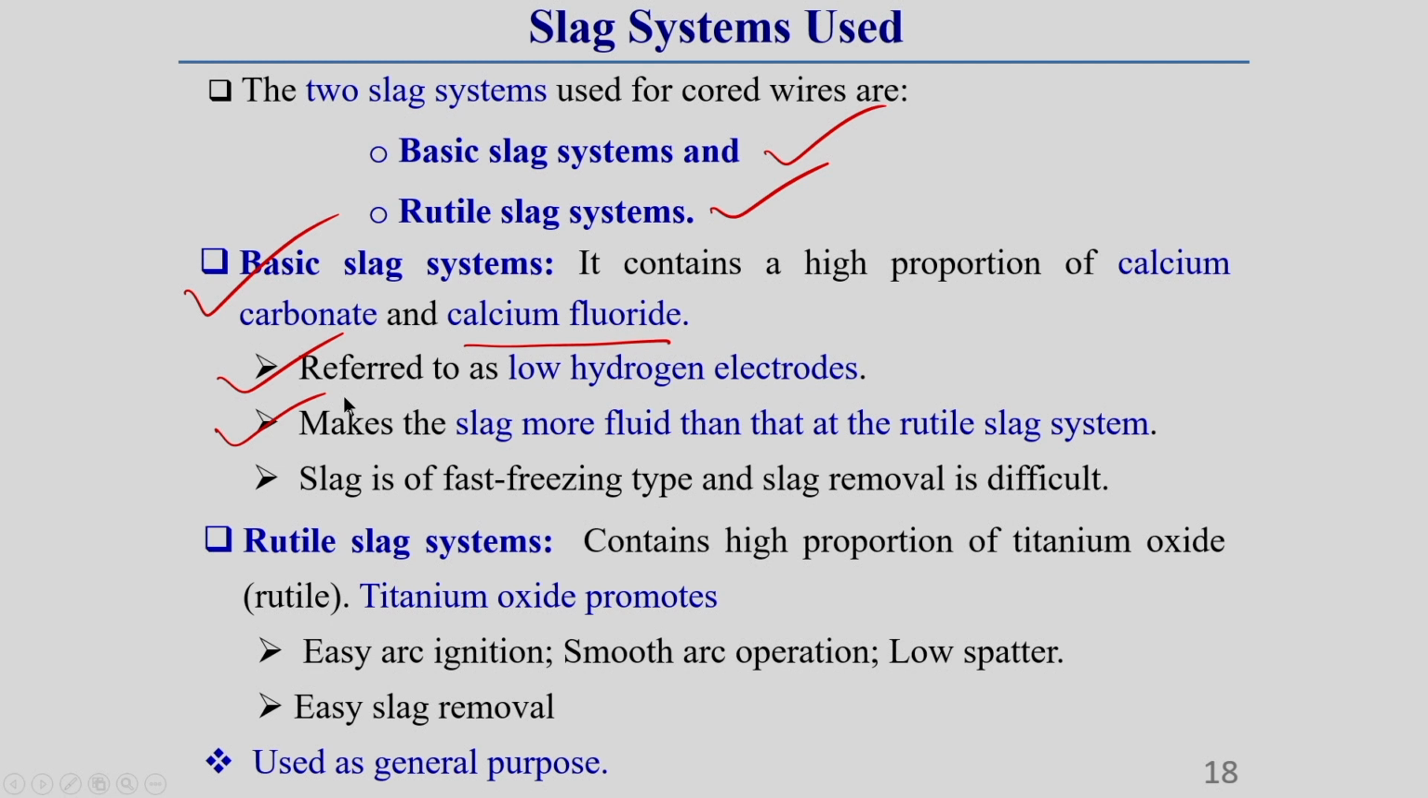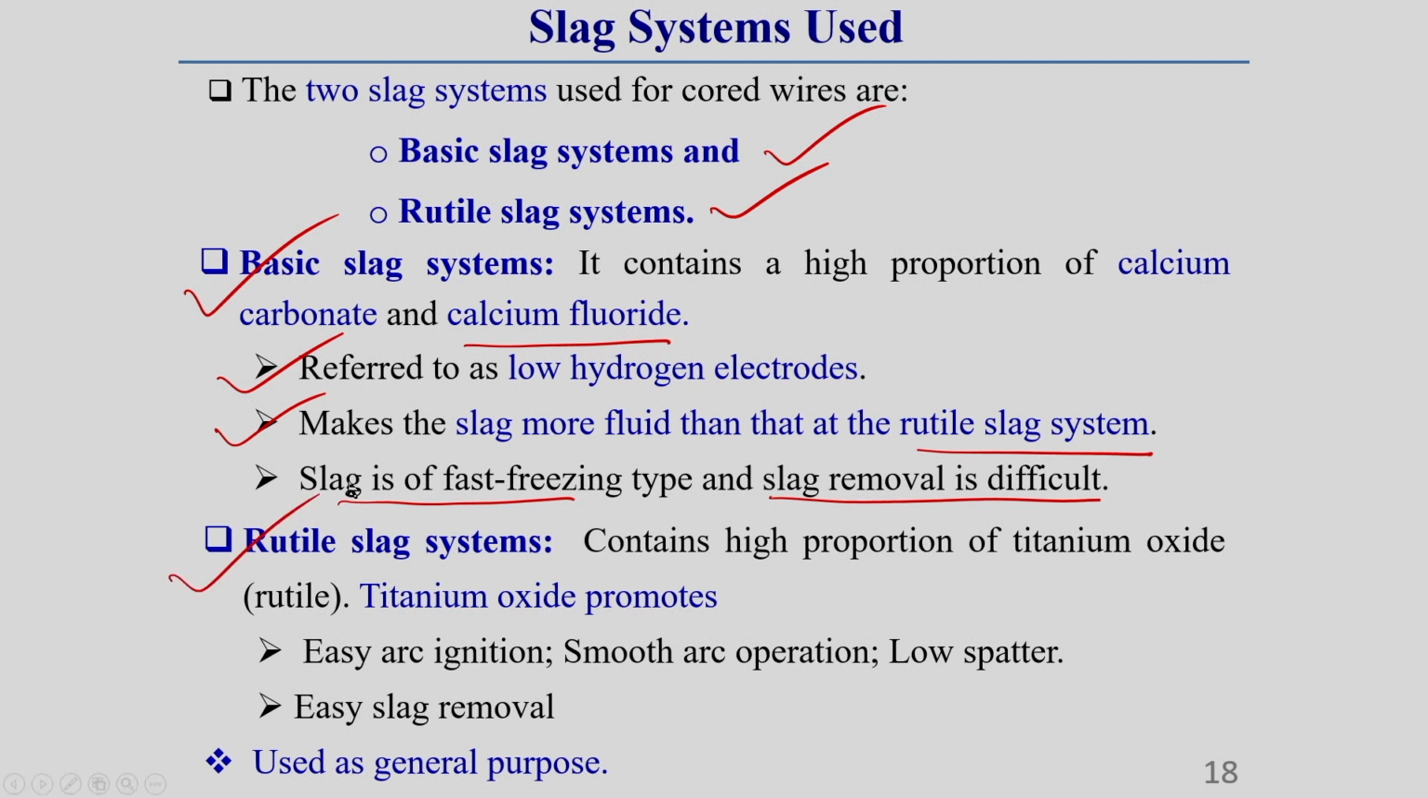This electrode, whatever slag is formed on its burn, this slag has more fluidity than that of rutile types of slag system, and this slag is fast freezing, meaning immediately it is frozen and solidified. That is why it is difficult to remove. Generally, once after welding, it is a little bit difficult to remove this.